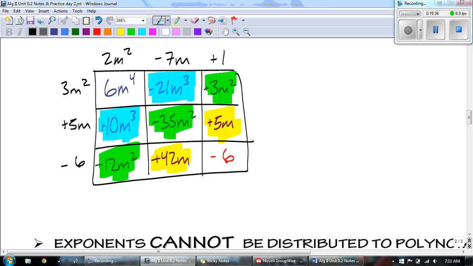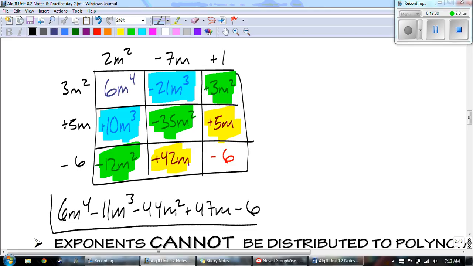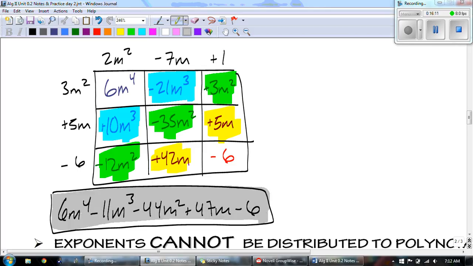So writing this in standard form, I have 6m to the fourth minus 11m cubed, adding the blues. Adding the greens, we're going to get a negative 42. I'm sorry, not 42. That should be 44m squared plus 47m minus 6. Okay? It's a lot, guys. That's why we want to stay organized when we're doing this. Okay?